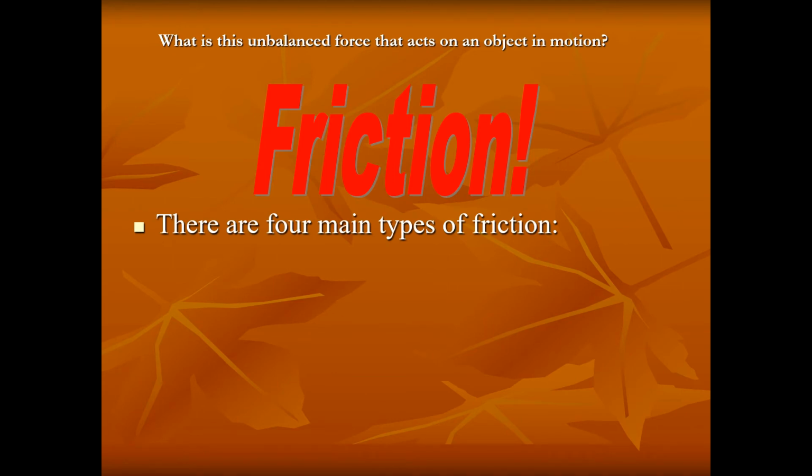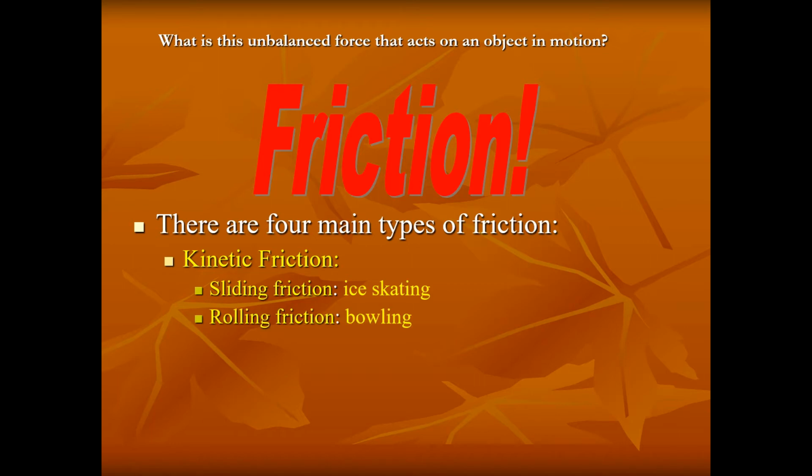This is something that can cause the motion of an object to change even though we can't really see it. So four main types of friction are going to be kinetic friction. We already talked about this in the other set of notes that we had, the blue set. This could be sliding friction or rolling friction, right? Bowling ball or a soccer ball or a pair of ice skates for your sliding friction.